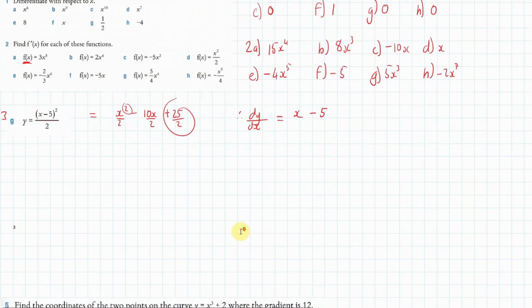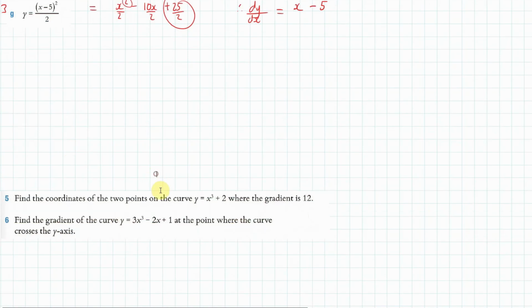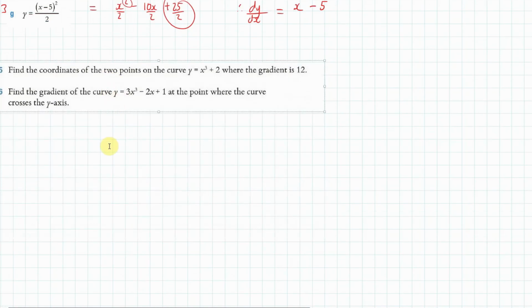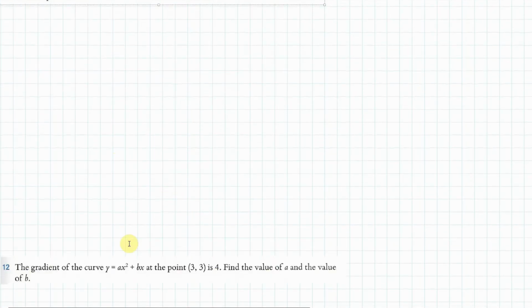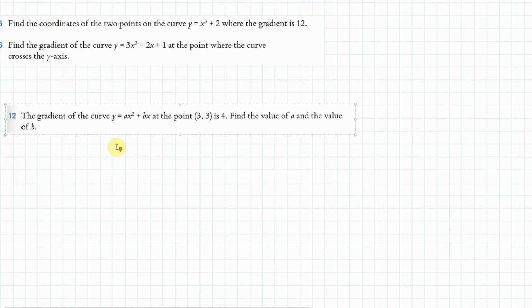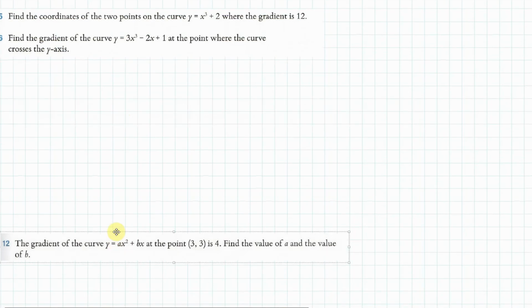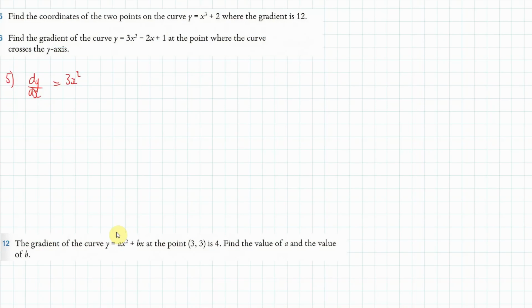Now, I think I've got a couple of word problems that we can talk about. And another one down here. Let's pull that up. Okay. Number 5. The coordinates of the 2 points on the curve, find the coordinates where the gradient is 12. So what we first do with these is we find the gradient function. The gradient function is going to be equal to, we drop the power down 1 times, so it's going to be 3x squared. Now, where is the gradient equal to 12?